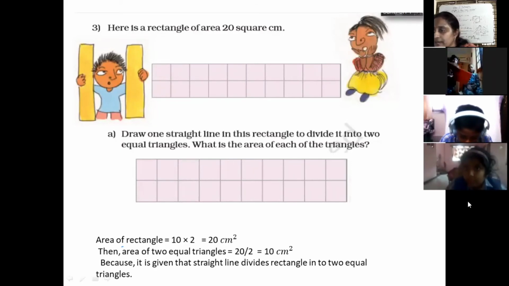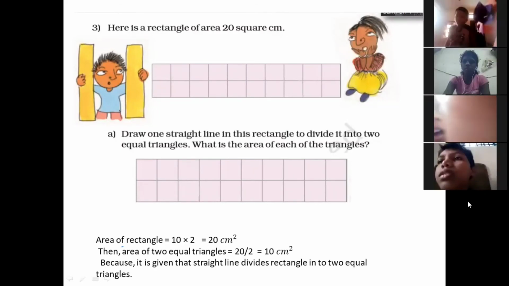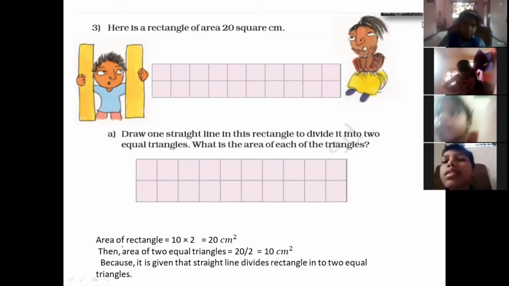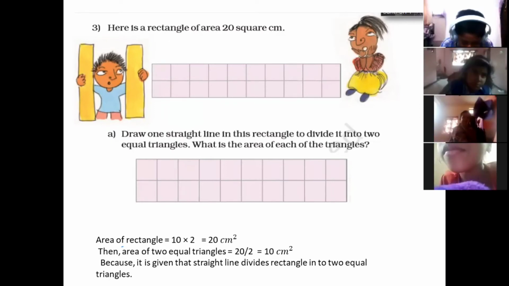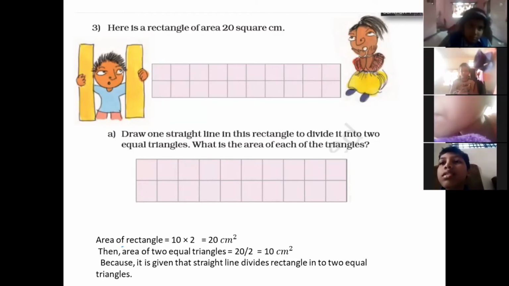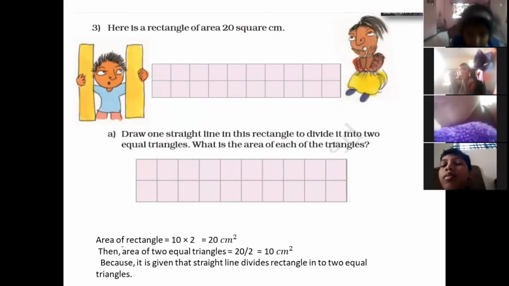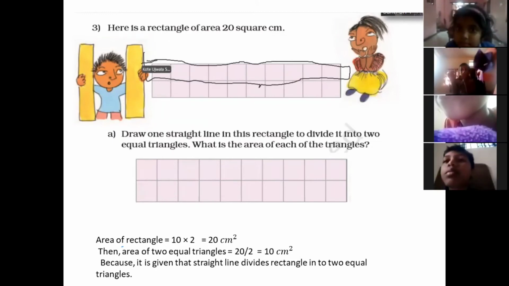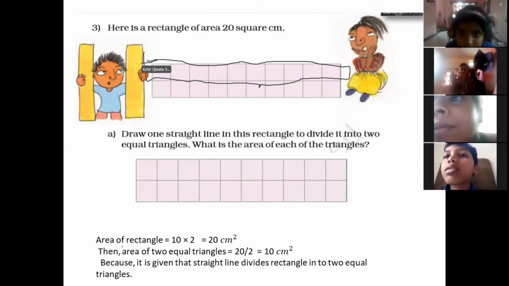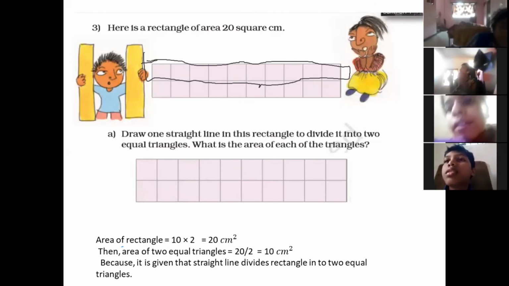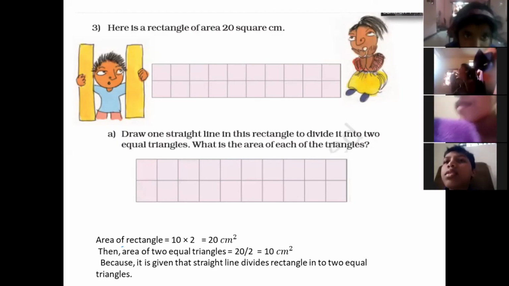Who will do? Raise your hand. Ujjwala, try. Harry, your chance is over. Sorry, ma'am. No problem, it's okay. Yes, make it fast, Ujjwala. No, we need triangles, not rectangles. You have to divide it into two triangles.